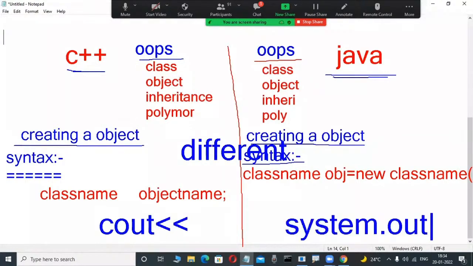System.out.println, something is there or not? Yes, here. That's why it is syntactically different. Yes, functions are also totally different in these two object-oriented languages.